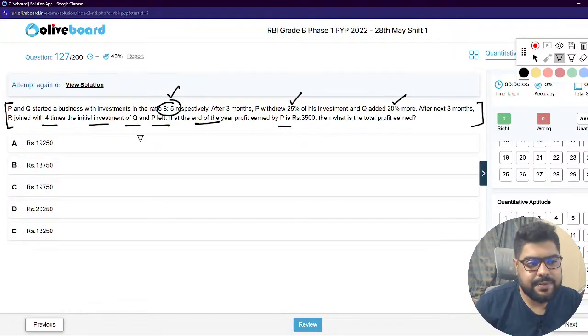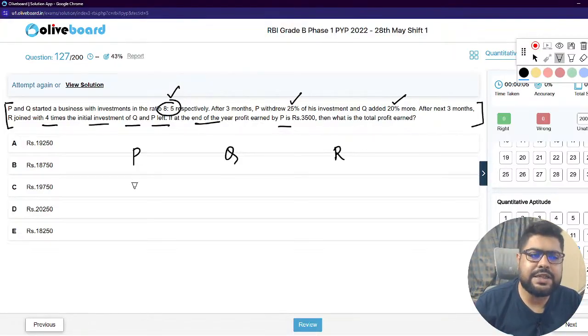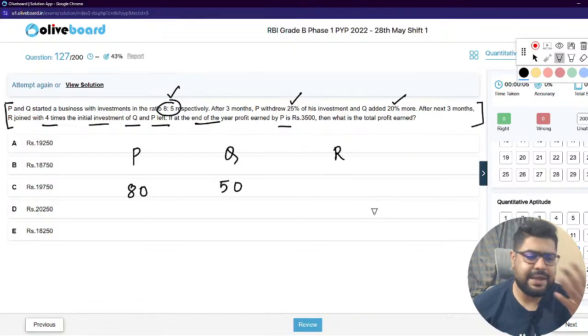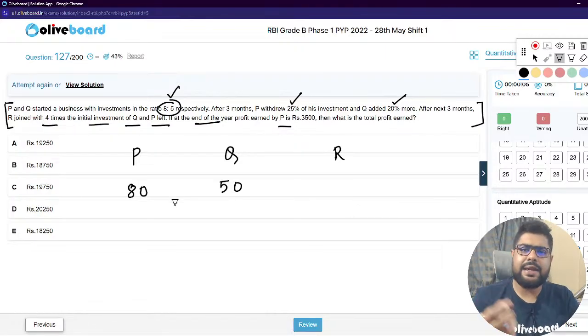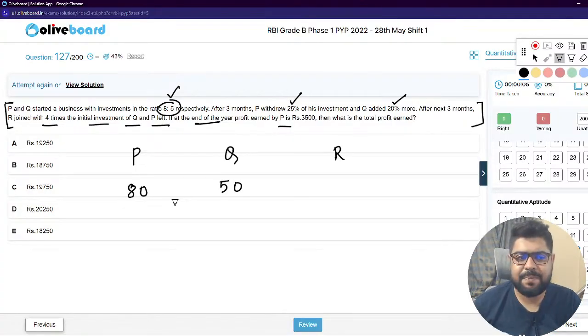Let's start. There are 3 persons, P, Q and R. We will try to figure out the profit sharing ratio. The initial ratio 8 and 5 I know, but there is this percentage thing going on, 25% and then 20%. So it's better to take 80 rupees and 50 rupees, 80 units and 50 units, because ultimately we'll figure out ratios. I can take anything for both P and Q.